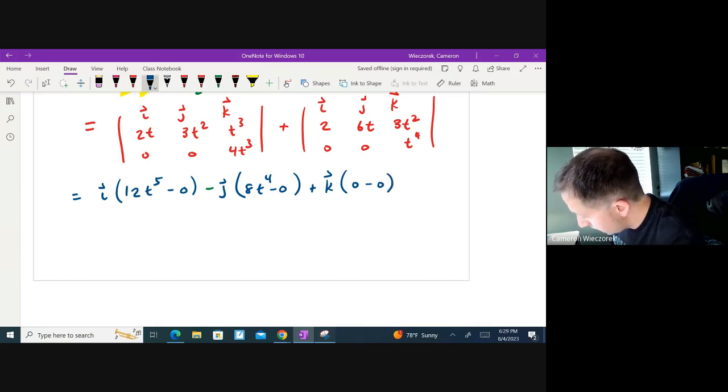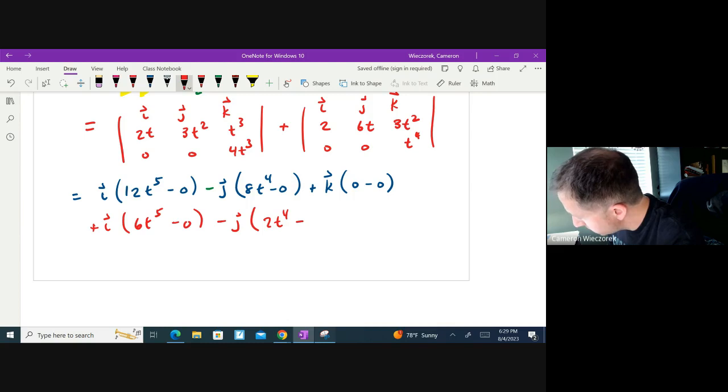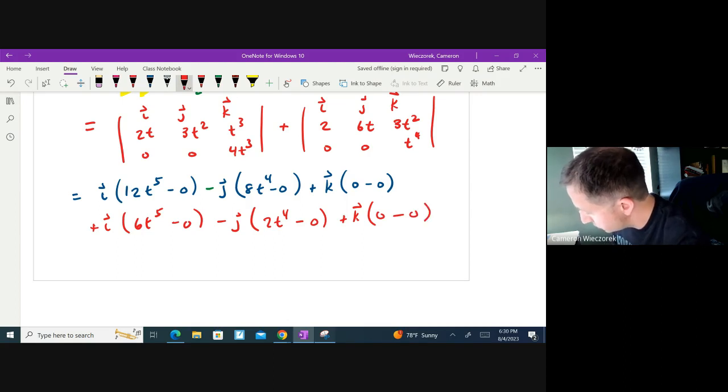Okay? Now we move on to the second one. Plus i times, cross off first row, first column of the second determinant, we get 6t times t to the 4th would be 6t to the 5th. Minus 0 times 3t squared would be minus 0. Minus j, cross off first row, second column, we get 2t to the 4th. Minus 0 times 3t squared would be minus 0. Plus k times, cross off first row, third column, 2 times 0 would be 0. Minus 6t times 0 would be 0.